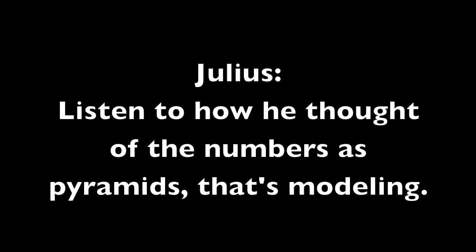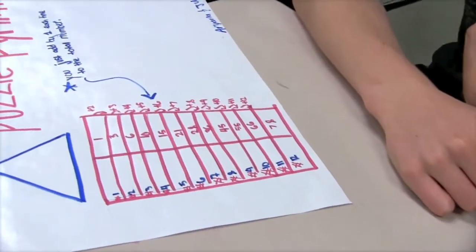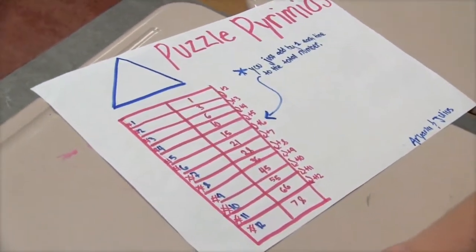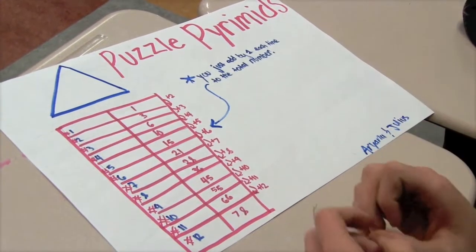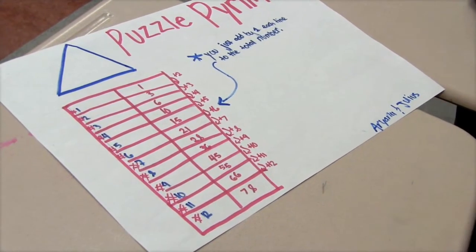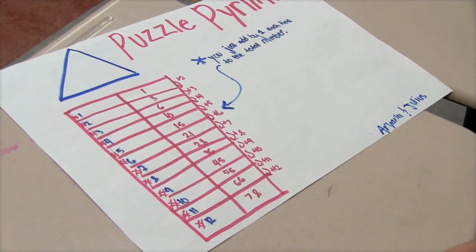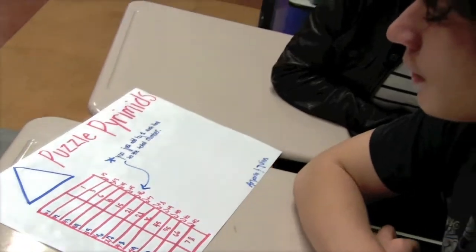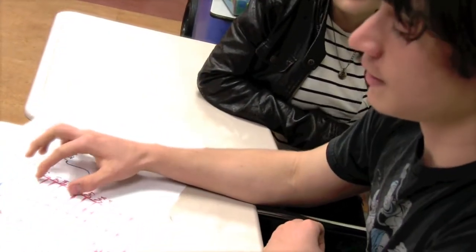Here's Julius. Listen to how he thought of the numbers as pyramids. That's modeling. Each of these numbers sort of represents a pyramid, with the exception of 1. So 3 would form a pyramid, along with 6, 10, and as you get up to larger numbers, you may not be able to visually see it, but you'd know it's a big pyramid.